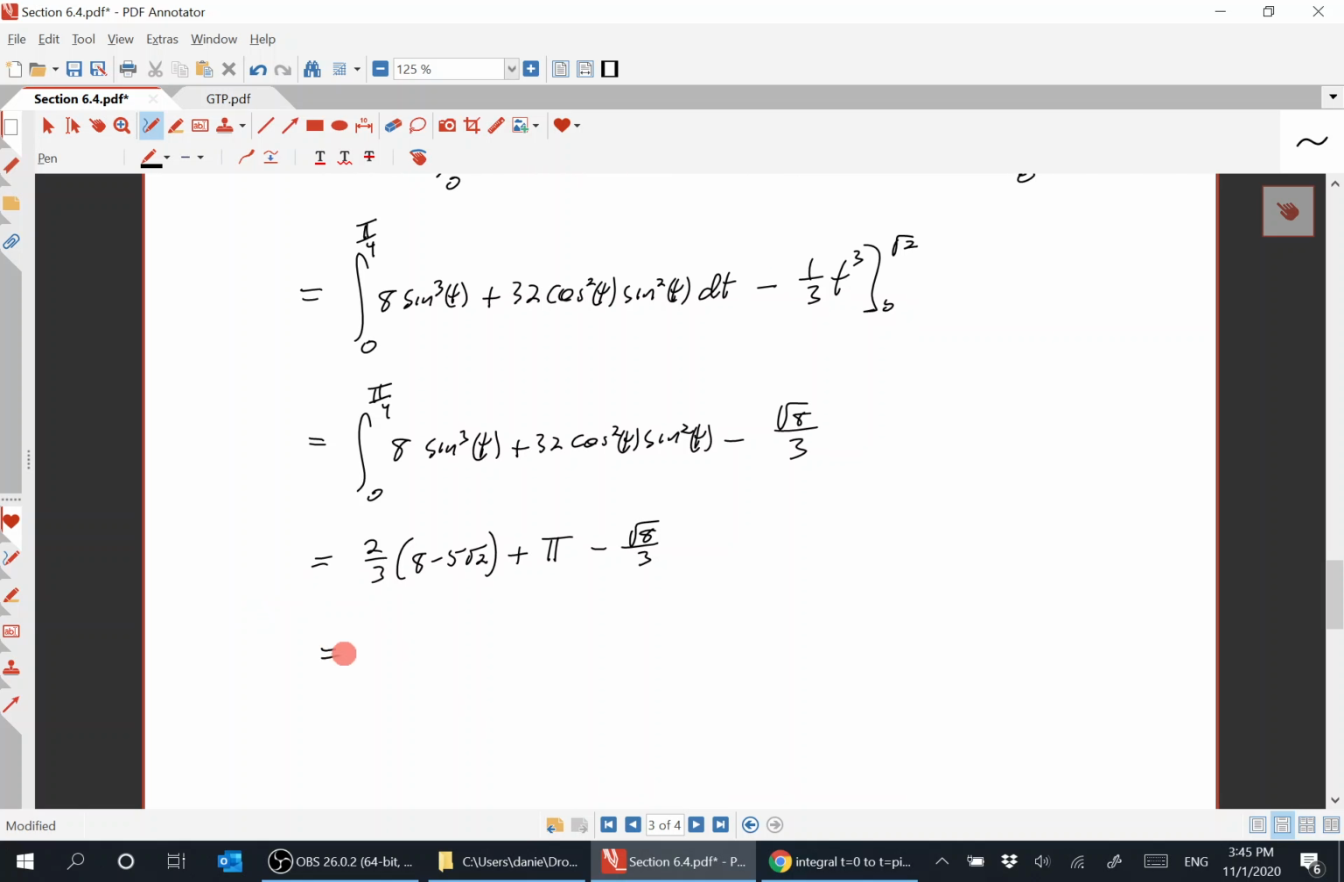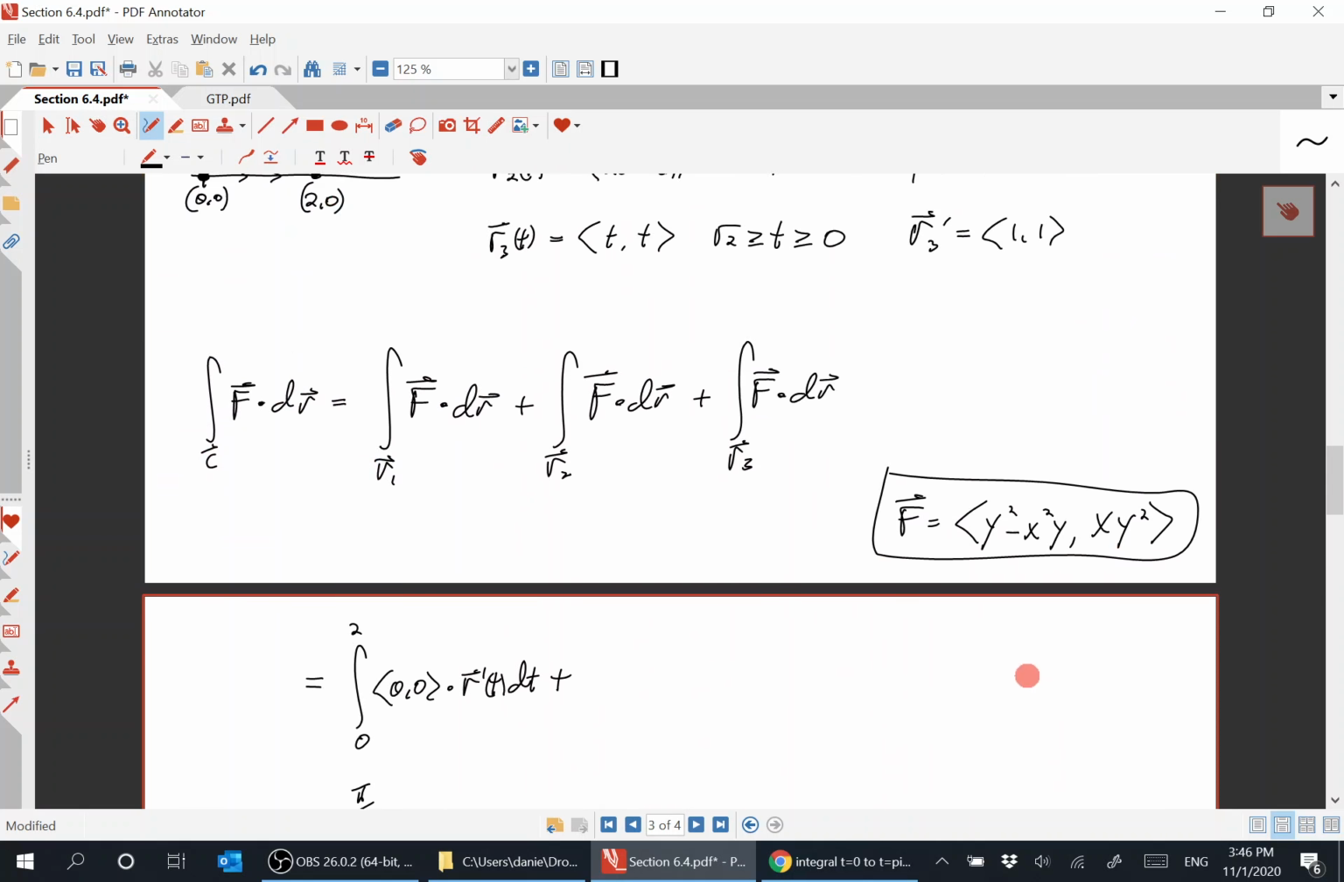So we'll need to simplify this. So 16/3 minus 10 root 2 over 3 plus pi minus root 8. And that's root 8 over 3 is 2 root 2 minus 2 root 2 over 3. So we get in the end 16/3 minus 8 root 2 over 3 plus pi. So I guess we need to look at that other one.